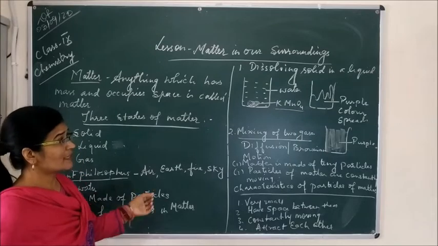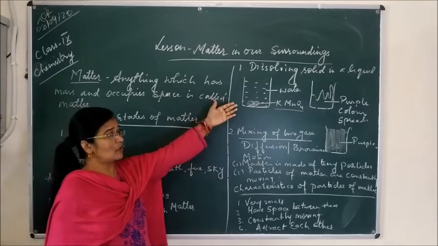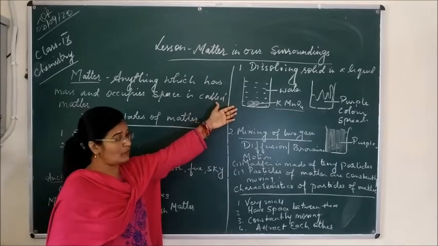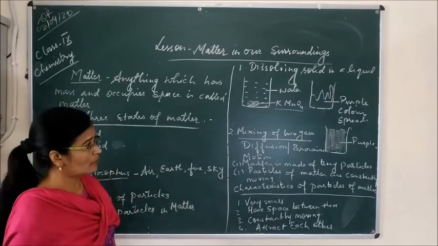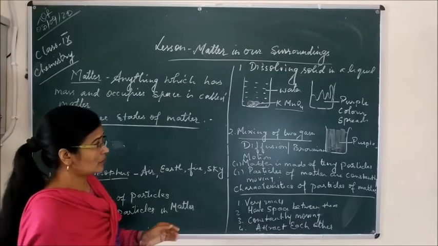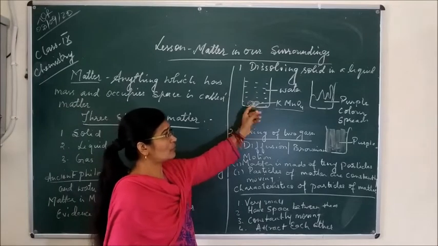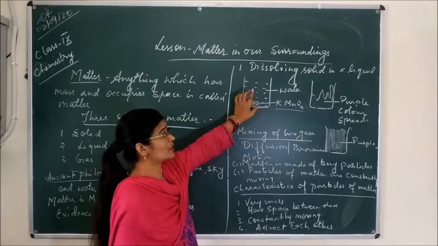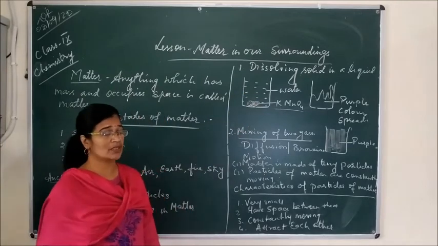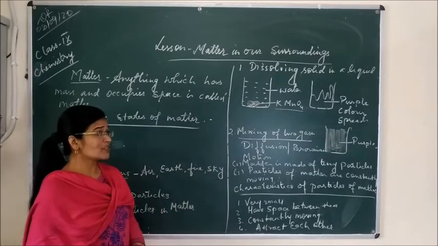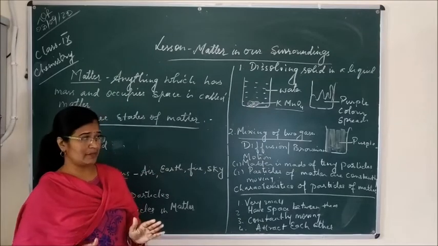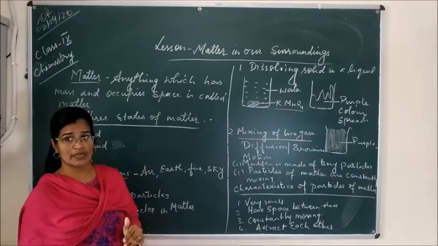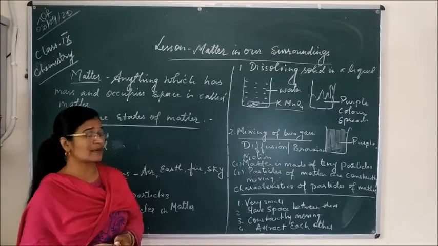So what we have seen is that both are matter: the water is matter in liquid form, and potassium permanganate is matter in solid form. When we try to dissolve the potassium permanganate in water, the particles slowly mix with the water and make the water purple. So this is called mixing of two different forms of matter, either liquid and solid, or two gases also we can mix.